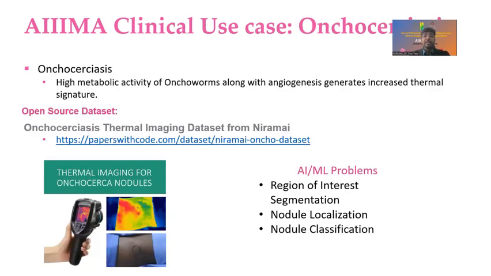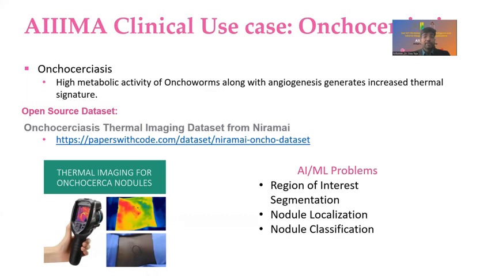Onchocerciasis is a very recent development where we found that AIIMA can be used for identifying onchocerca worms in a non-invasive fashion. The high metabolic activity of the worms, along with the associated angiogenesis, generates more thermal pattern, and we can analyze these temperature values to identify whether it is a worm or not. A recent update also says that we can even classify the fecundity or the density of worms as well.